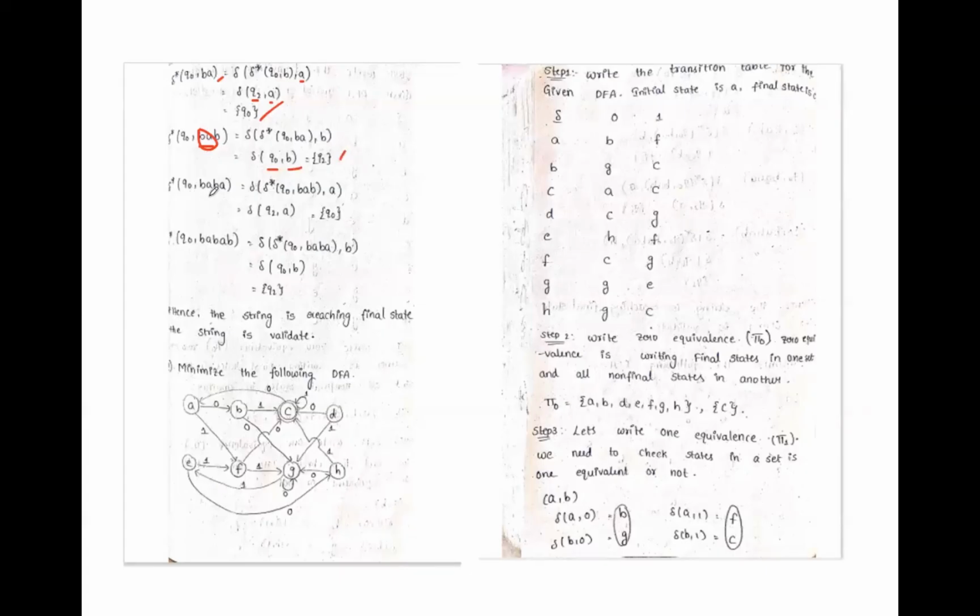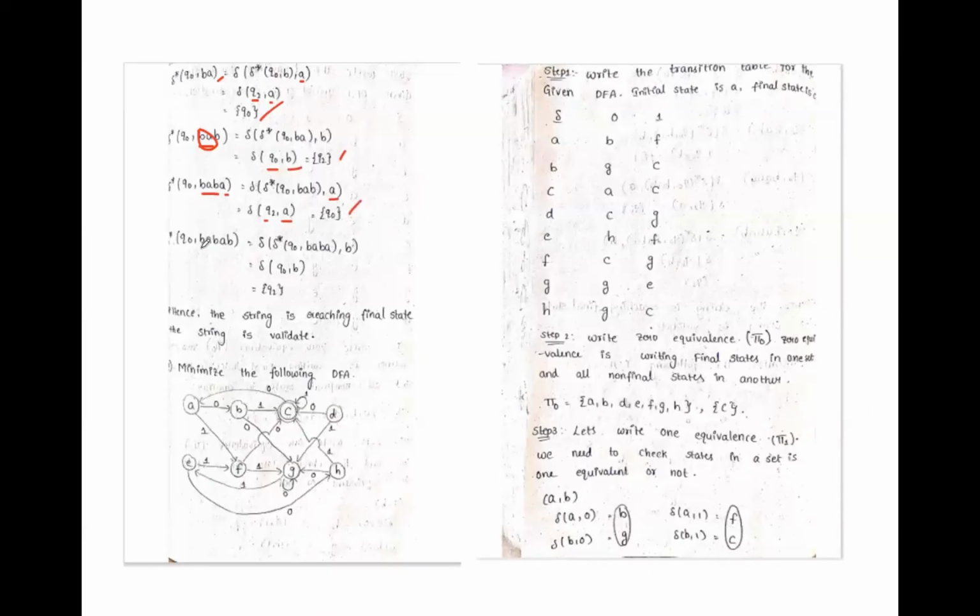Then take the next character from the string. So we are taking 4 characters now. Q naught on BAB can be written as delta star of Q naught comma BAB. Then the last one, that is A. So here we already got delta star of Q naught comma BAB as Q2. So write that Q2 and the leftover value is A. So we got Q naught.